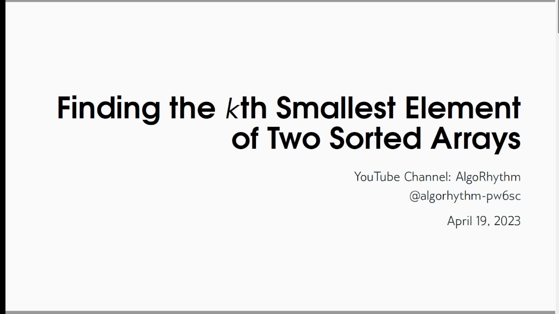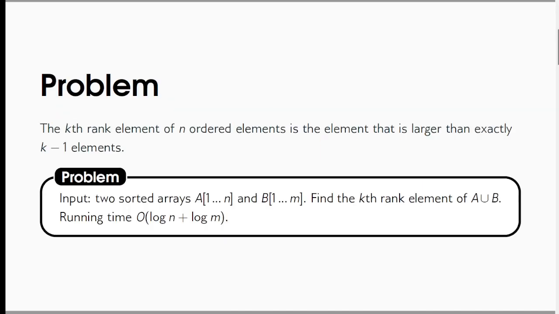In the last video, I covered the algorithm that finds the median of two sorted arrays. What if we want to generalize this to finding the kth smallest element of these two arrays? So this is what we are going to do in this video.